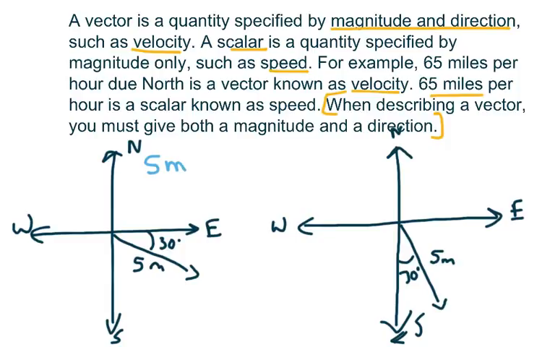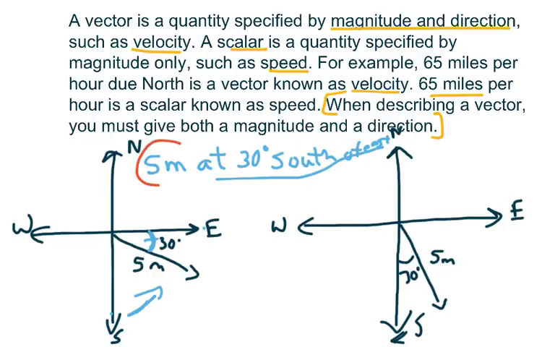And then you're going to write at 30 degrees. Now we're talking about direction. 30 degrees, and it's on the east side. So we're going to say south of east. When the angle is touching the east, and then we're on the south side of it, you're going to say south of east. That's your direction. Magnitude, direction, and we described a vector.